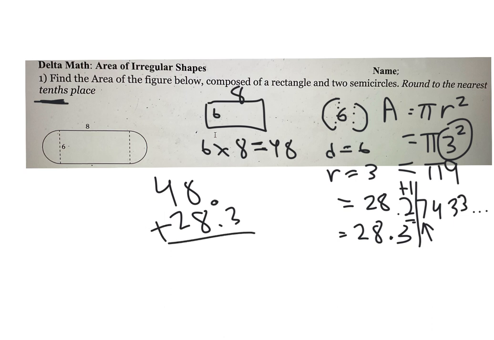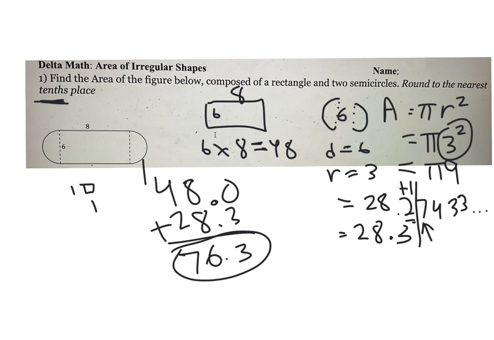Put your decimal in back of the 48, 0.0. 0 plus 3 is 3. 8 plus 8 is 16. 4 plus 1 is 5. Plus 2 more is 7. So 76.3 is our area, which means if we had squares that were 1 by 1, we'd be able to fit 76 of them inside of there. 0.3 means 30% of another square would also fit in there.